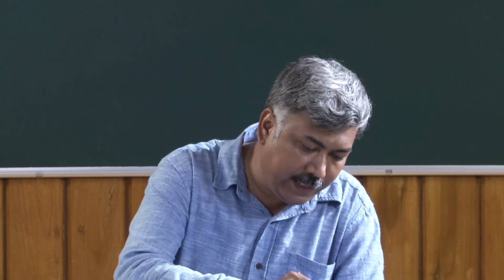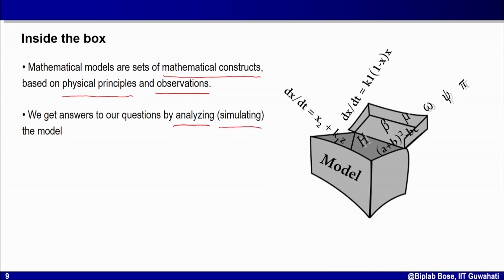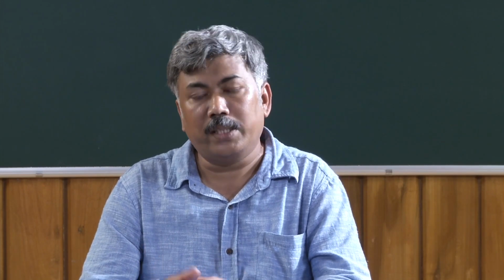This is my model. Now I will ask questions to this model. That means I will analyze this model, or sometimes I will simulate. I will use a computer to simulate the behavior of this model using those equations. So that will be simulation. So this analysis or simulation of the mathematical model will give answers to my questions. So mathematical modeling, for example, dynamical modeling in biology, will have two parts. The first part will be to write a right model, write a correct set of equations or mathematical constructs as we believe will represent the process.